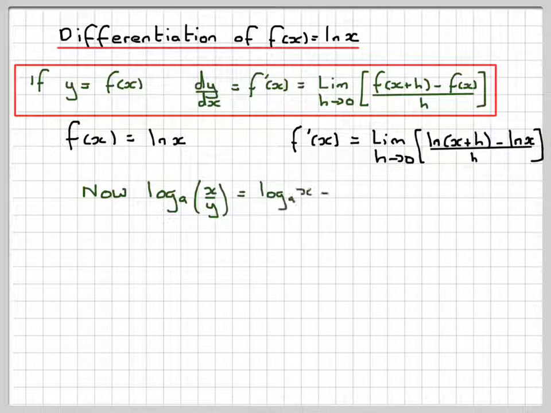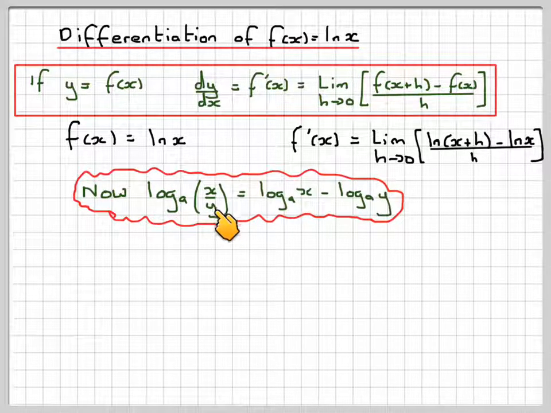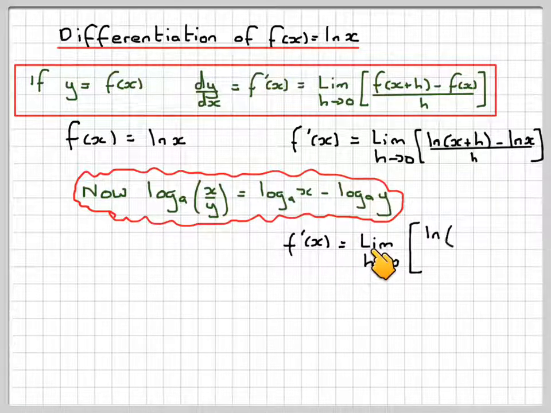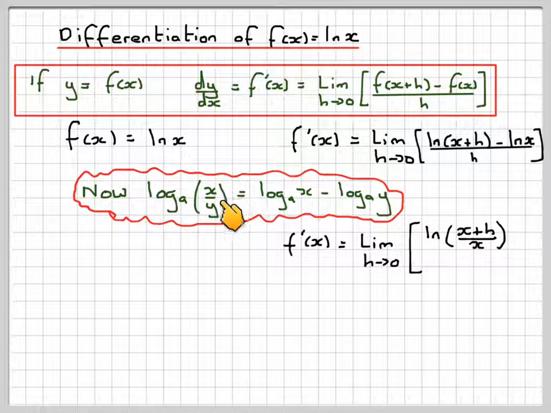Now, from the rules of logarithms, we have log a of x over y is log a of x minus log a of y. So we're going to now apply that in reverse. So we now get f dash of x is the limit as h goes to 0 of the ln of x plus h over x, applying this rule, over h.